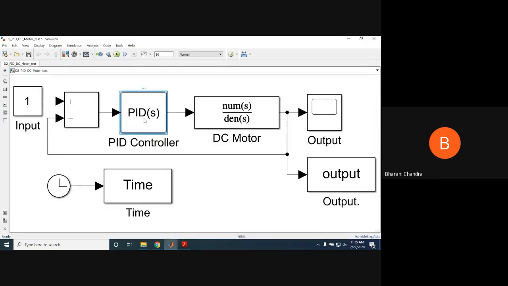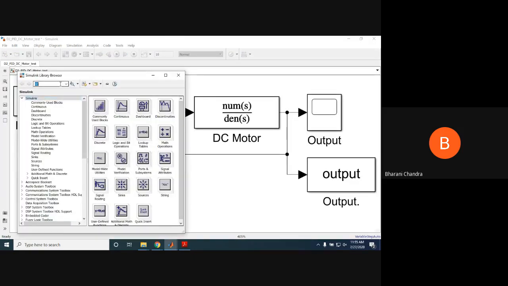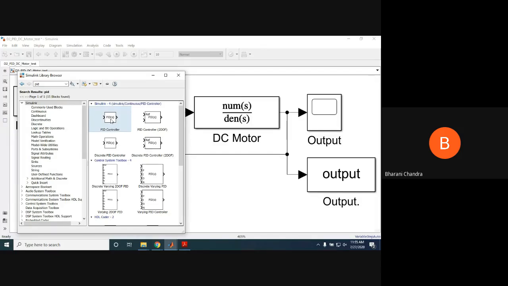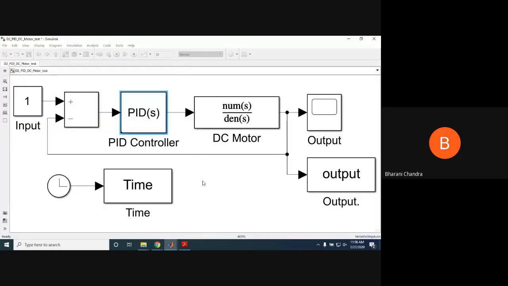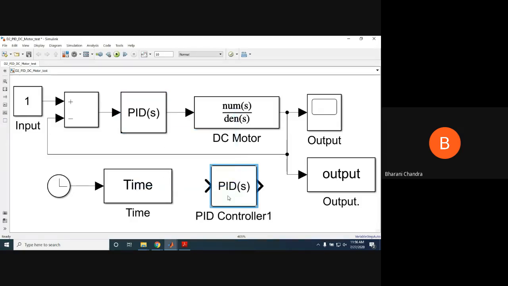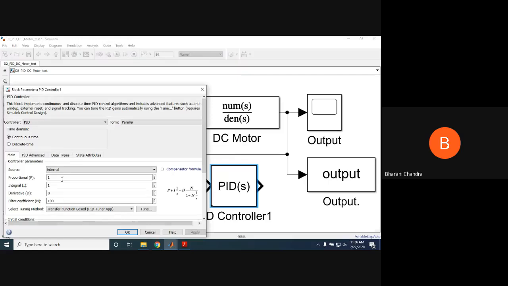What I'm going to show you here is, if you take the PID block from the Simulink library, if you just type PID block, you will get this PID block. This is the standard PID block. If I double click this PID block, the default values are 1, 1, and 0. So the proportional gain is 1, integral gain is 1, and derivative gain is 0.